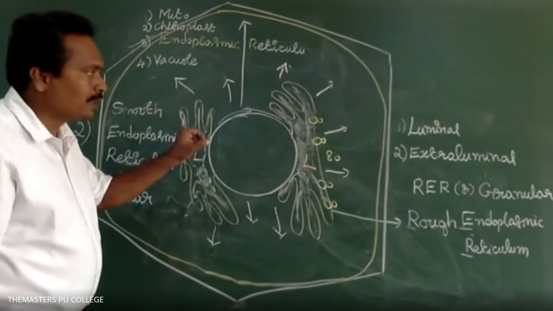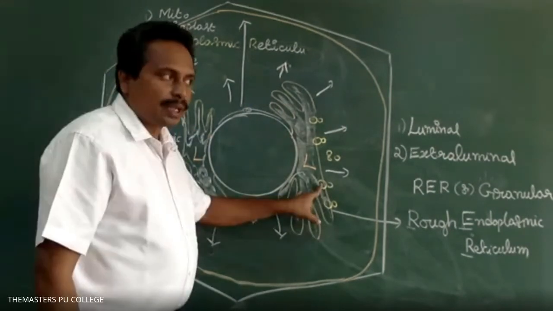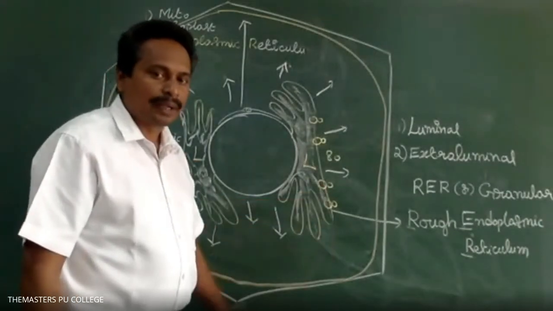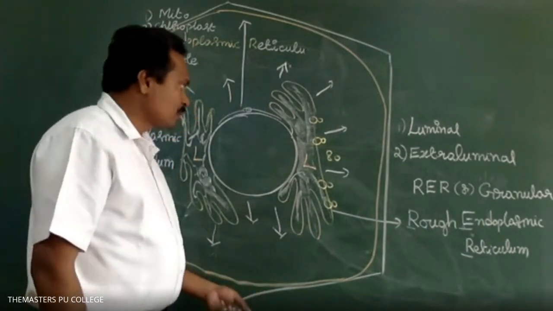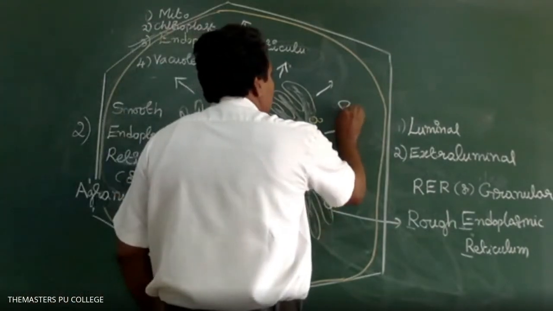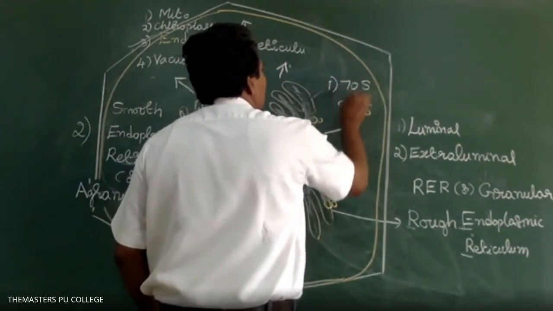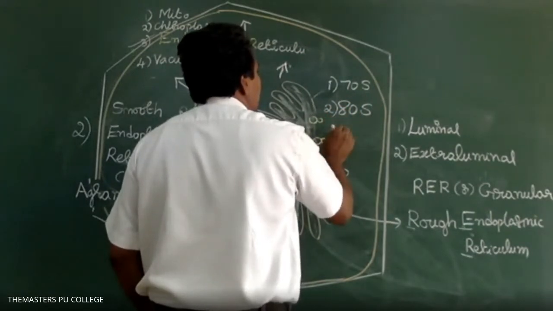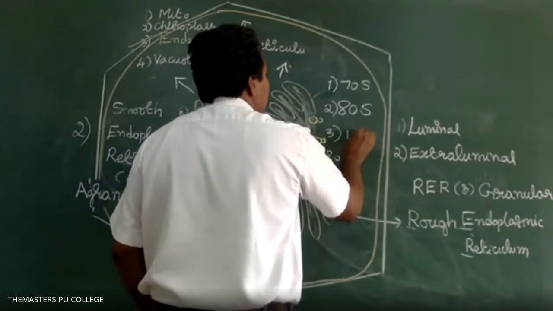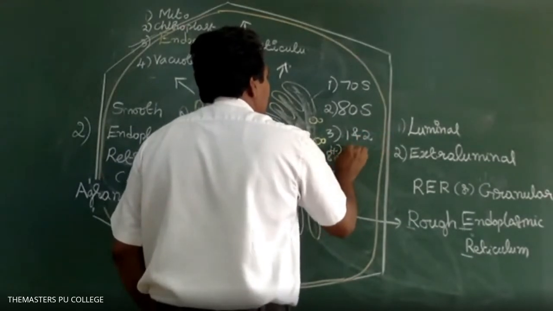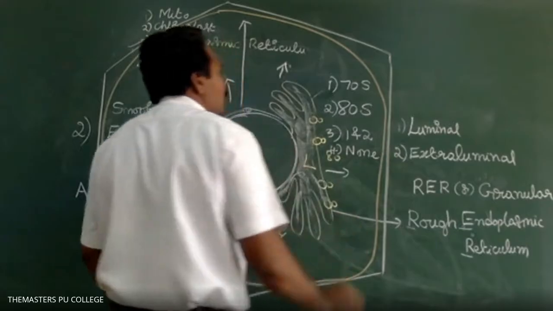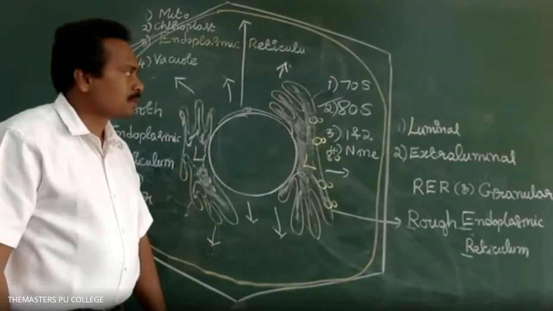Right. Regarding this, which type of ribosomes are attached on the surface of rough endoplasmic reticulum? Option 1 is 70S, option 2 is 80S, option 3 is 1 and 2, option 4 is none of these. Option 2, 80S. Option 2, 80S type of ribosome.